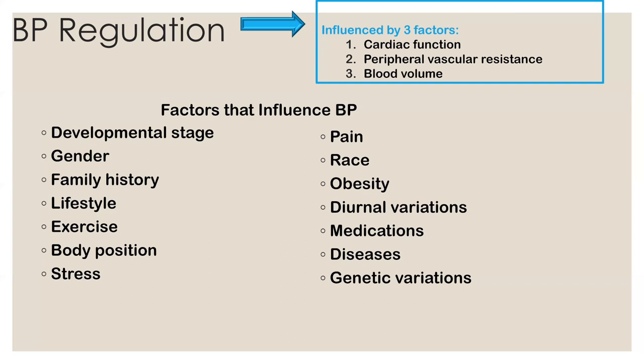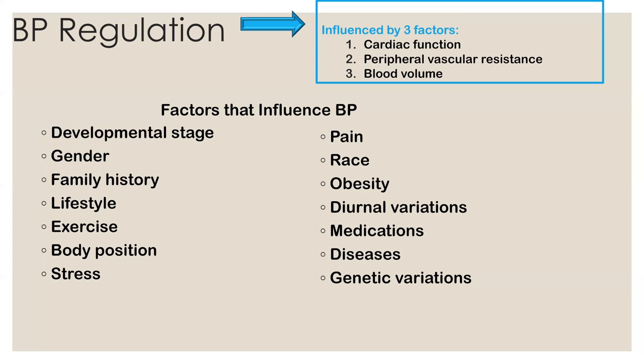So the walls of the veins are thin and very distensible, so they have little influence on peripheral vascular resistance. So when you're thinking about peripheral vascular resistance, just think about how tight are the blood vessels, or how loose are they? Vasodilation makes them loose, vasoconstriction makes them tight. Both of those encompass that peripheral vascular resistance.